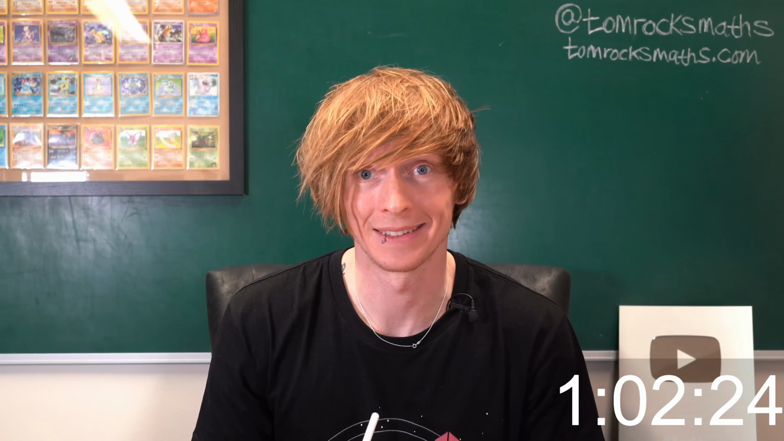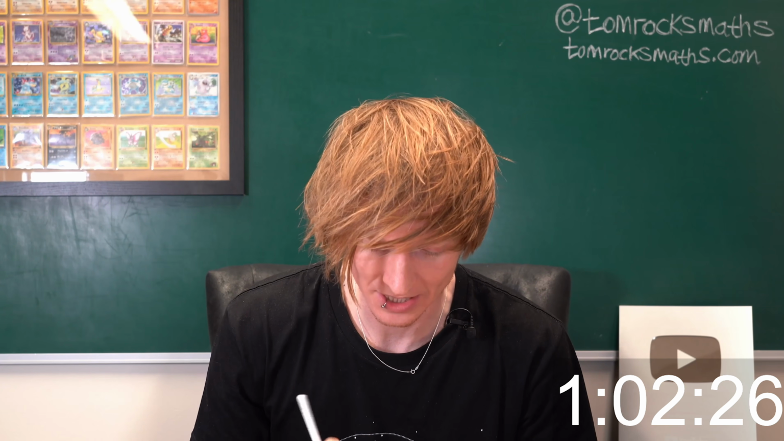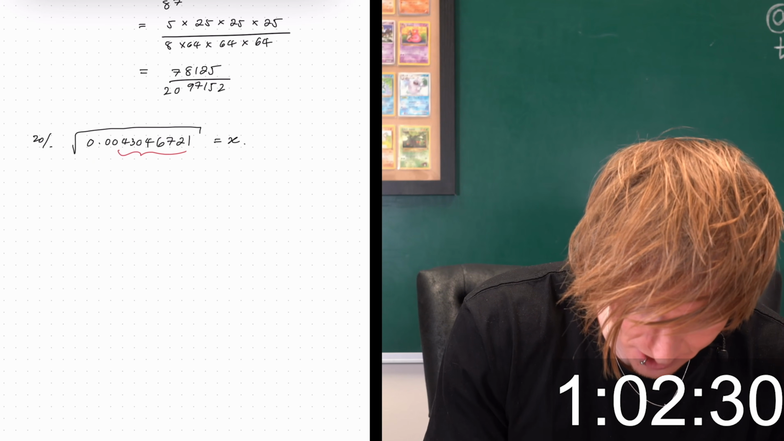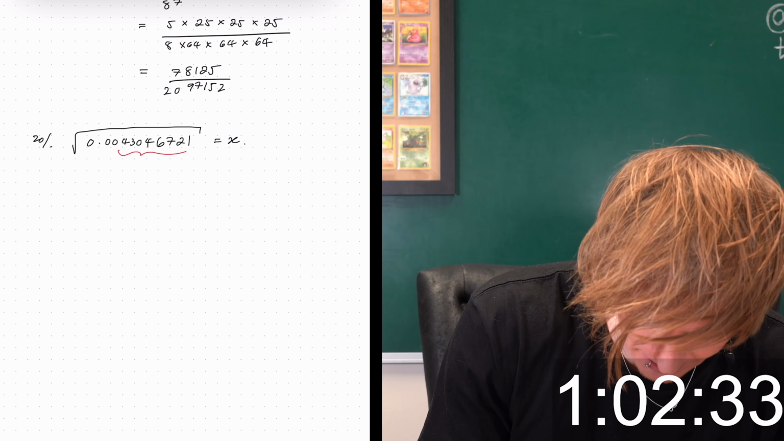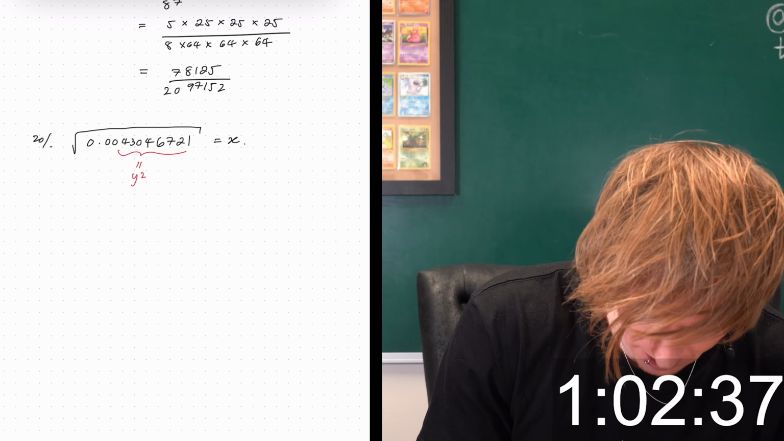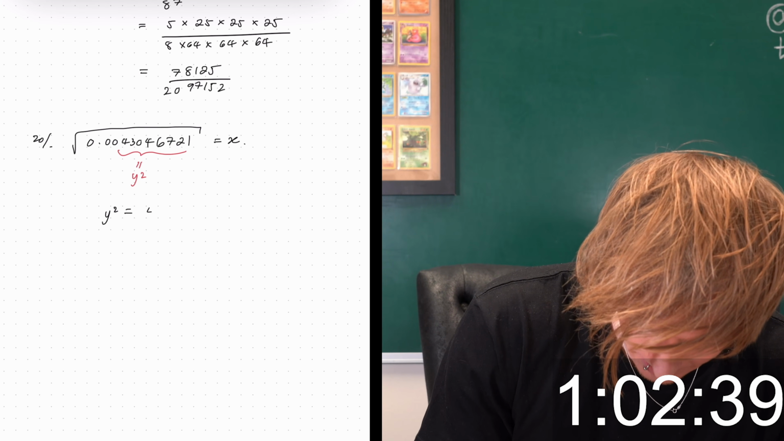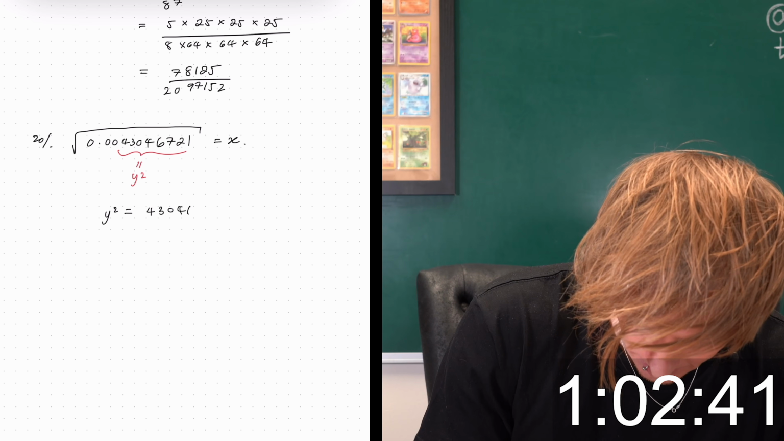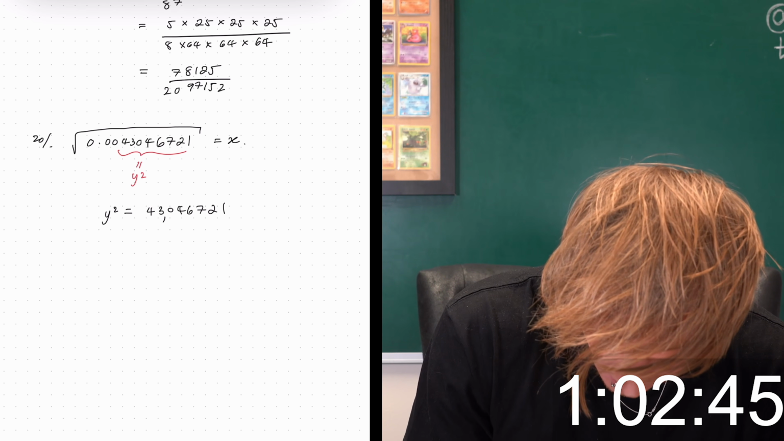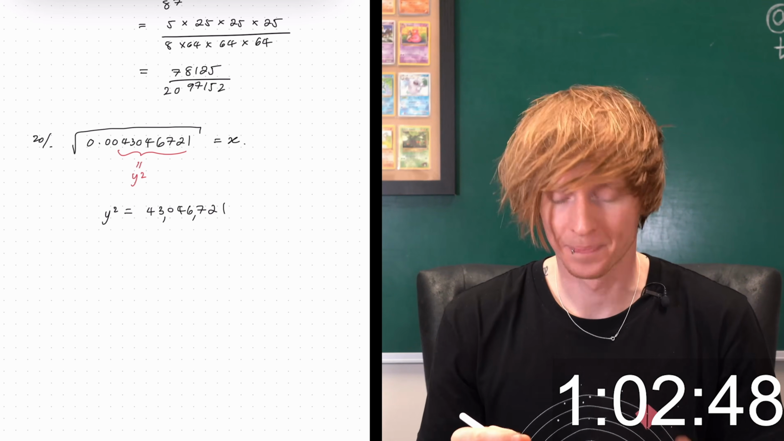But I do have an interesting idea about how I might begin this question, which is to say, what you're looking for here is what is the square of this number, right? So let's suppose this is y squared. So if we were to think of y squared as 43046721, so that's 43,046,721.